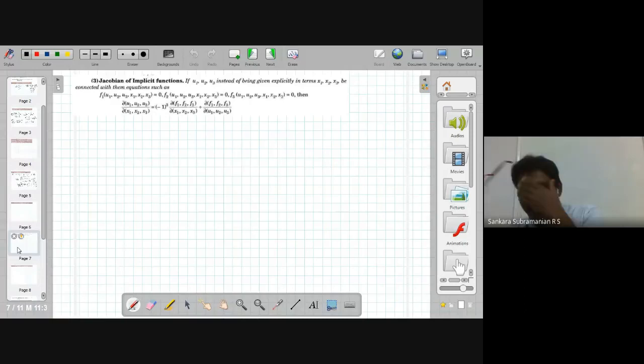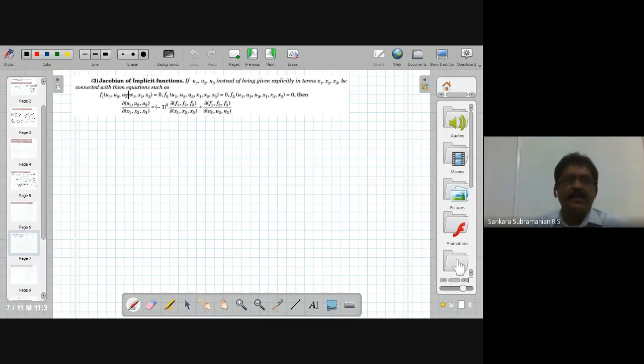The third property is a very important and useful property. We call it the Jacobian of an implicit function. What do you mean by implicit function and explicit function? Suppose we have two variables x and y. I can split x terms on the left-hand side and y terms on the right-hand side, so it can be explicitly written as y equal to f of x.